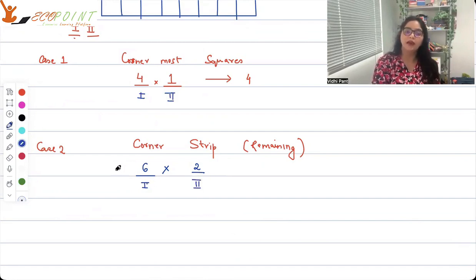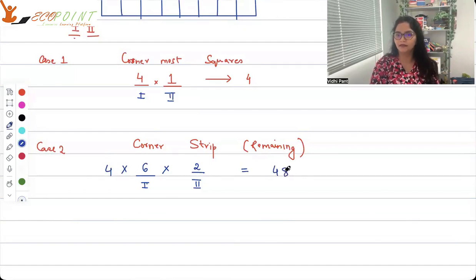Now, how many such corner strips are there? There are four, four sides. So 4 into 6 into 2, that is, in total, 48 cases of this type.